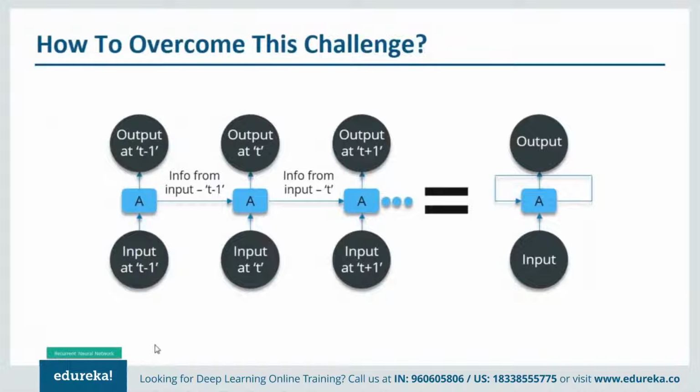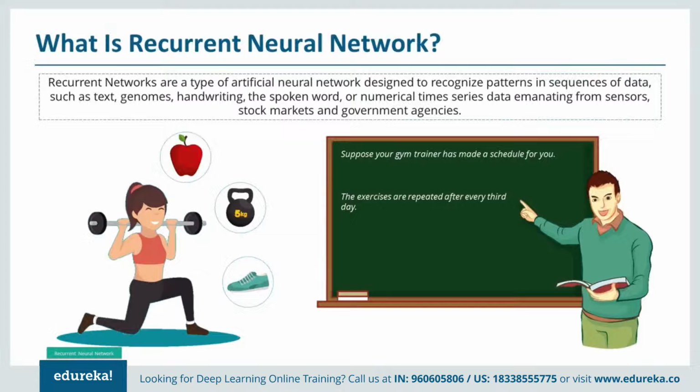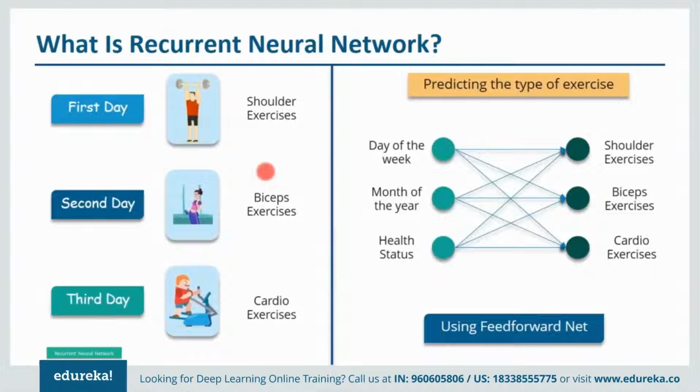Now let us understand what exactly recurrent neural networks are. For understanding a recurrent neural network, I'll take an analogy. Suppose your gym trainer has made a schedule for you. The exercises are repeated after every third day. This is the order of your exercises. First day you'll be doing shoulders, second day you'll be doing biceps, third day you'll be doing cardio. And all these exercises are repeated in a proper order.